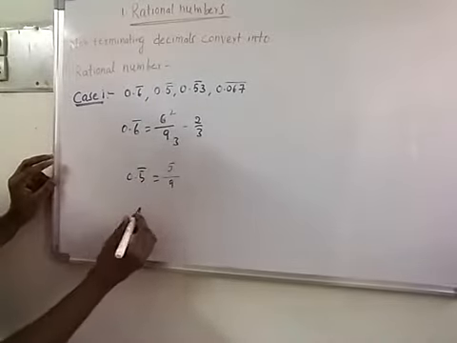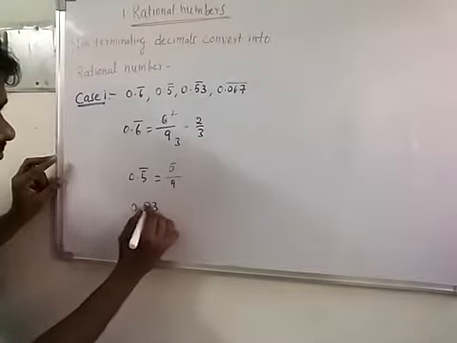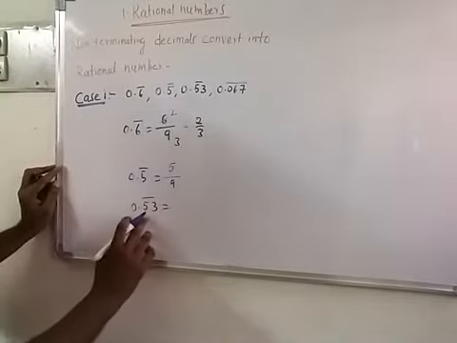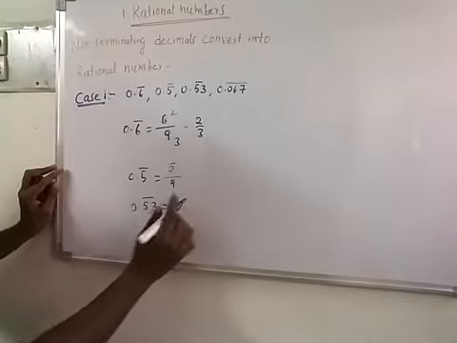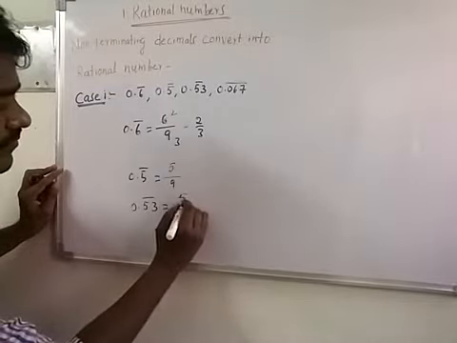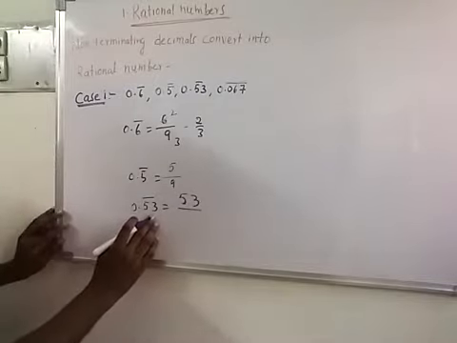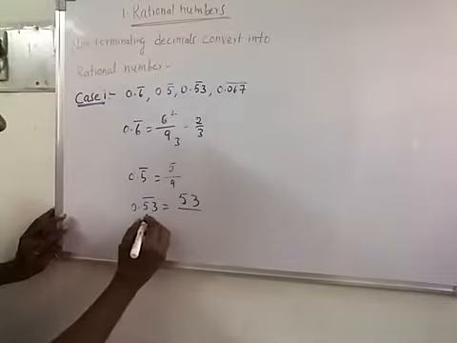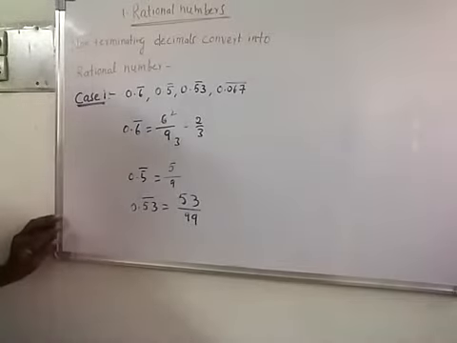Next, 0.53 bar. We write the repeated figures only one time in the numerator place. What are the repeated figures here? 5 3, that is 53. How many are repeated here? 2. So we write 2 nines, that is 53 by 99.